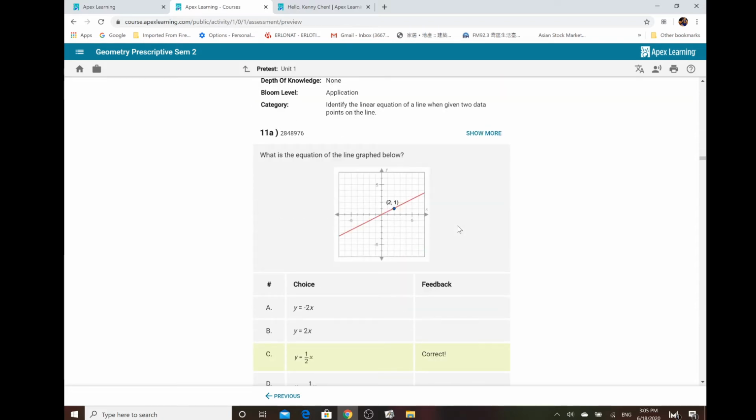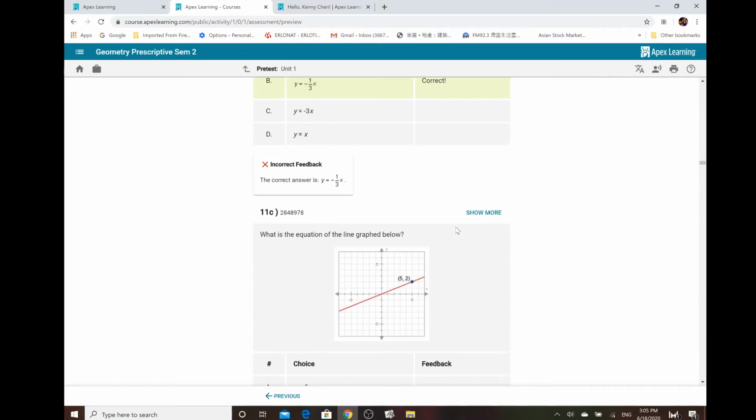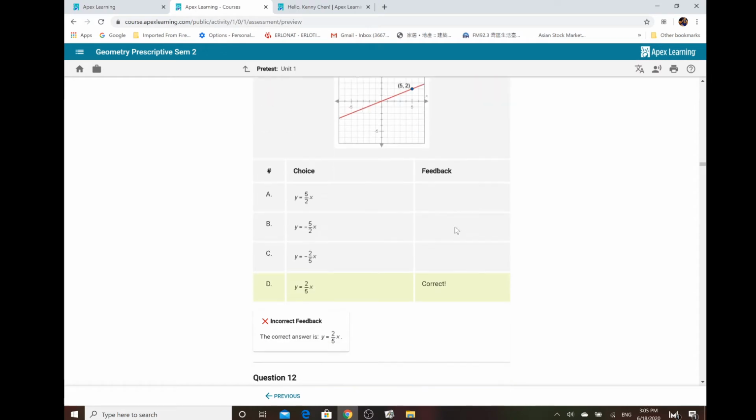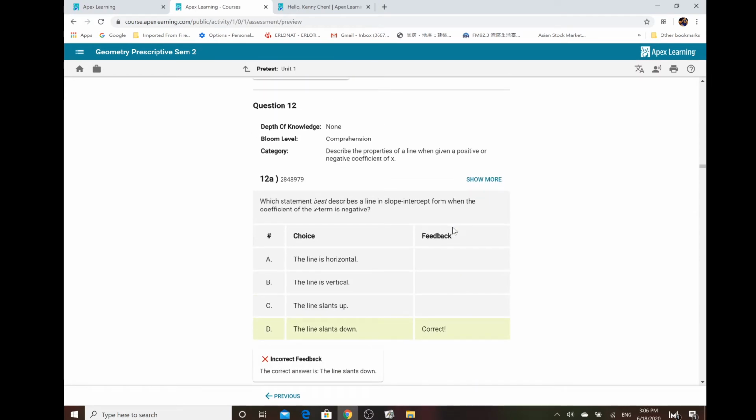Okay, so 11 is quite similar, so we can skip all that. It's all about finding the slope or finding the equation of a line. Okay, so now what about number 12?